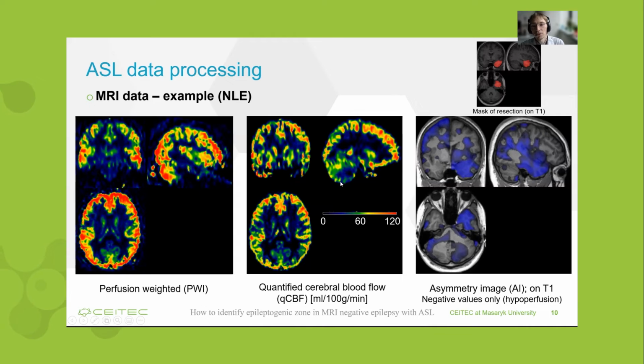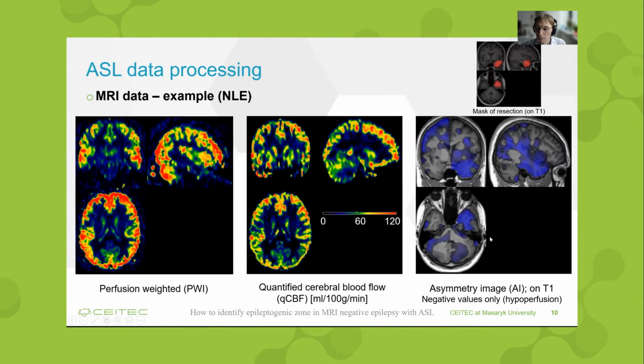And the advantage of this image is that it is in exact values. It's volume per amount of tissue in time. Out of these values, we can calculate the asymmetry index, which is depicted here.